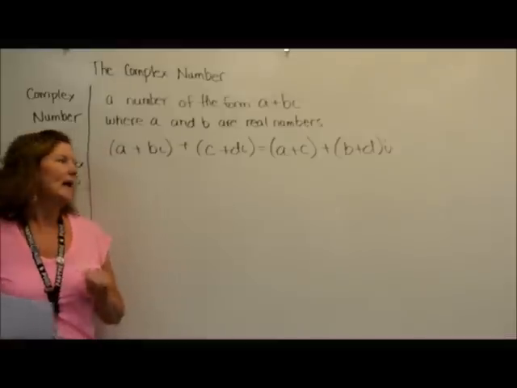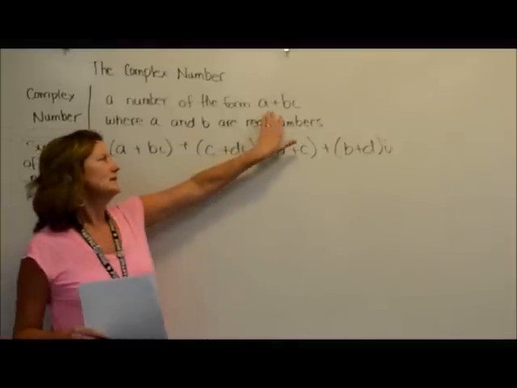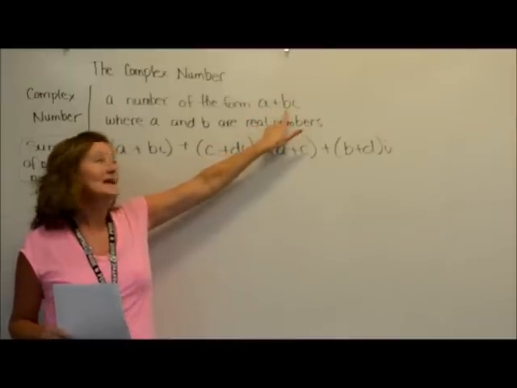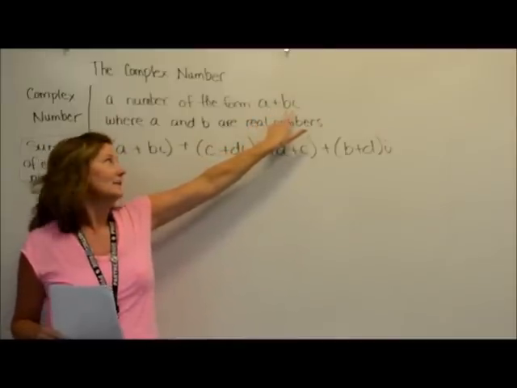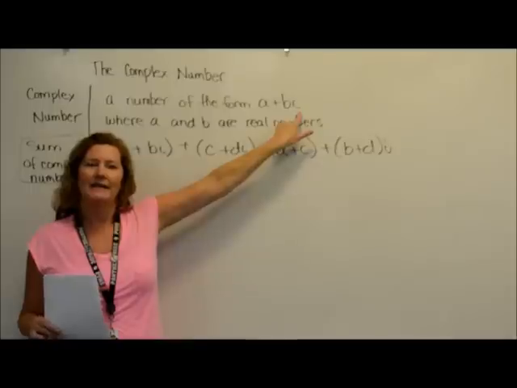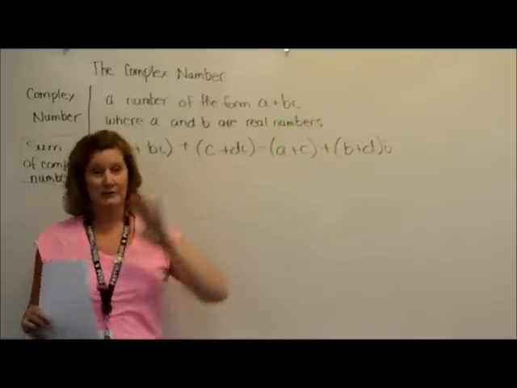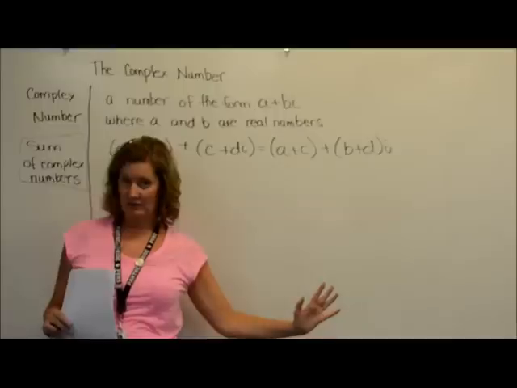Okay, so this is what we have. We have two pieces. I have a real piece, I have an imaginary piece. B is a real number, but because it's with this i, it is considered the imaginary portion of this complex number. So there's a real portion and an imaginary portion.